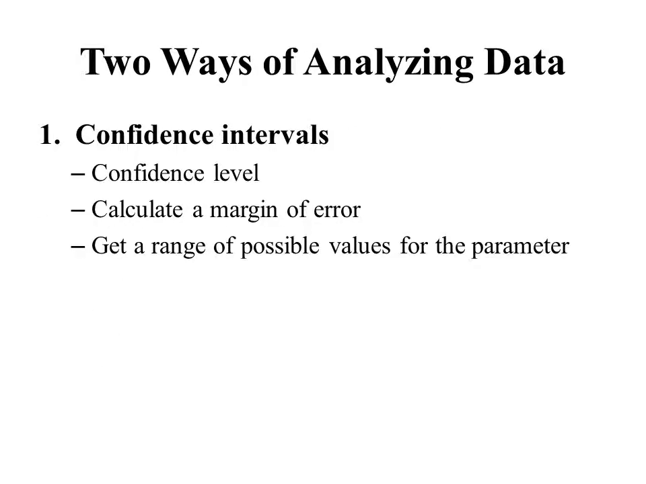So far we've talked about basically two ways of analyzing data. We have confidence intervals and then hypothesis testing. To do a confidence interval, we start off by choosing a confidence level, which is typically 95%, and then we go out and collect our data and calculate a margin of error, and then we use that margin of error to get a range of possible values for the parameter.